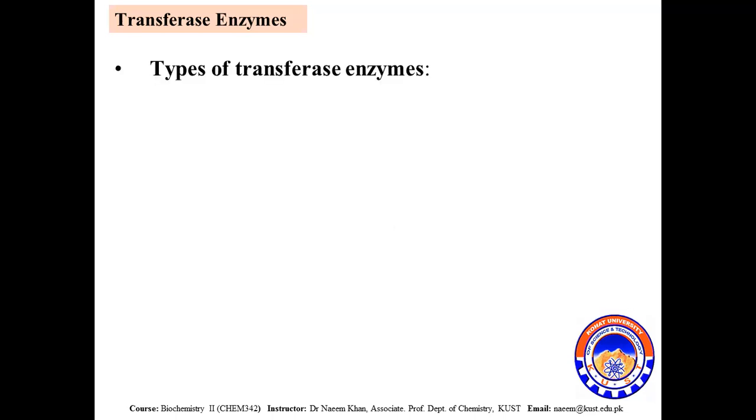Going to the types of transferase enzymes, as in the last lecture we discussed, there are four important groups which are actually transferred by the transferase enzymes. On the basis of these important groups, we have four types, and one type is the transaminases. Trans means transferring, aminase means NH2 group, amino group.